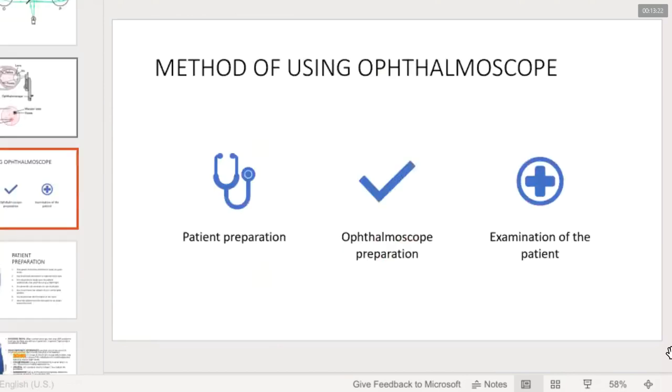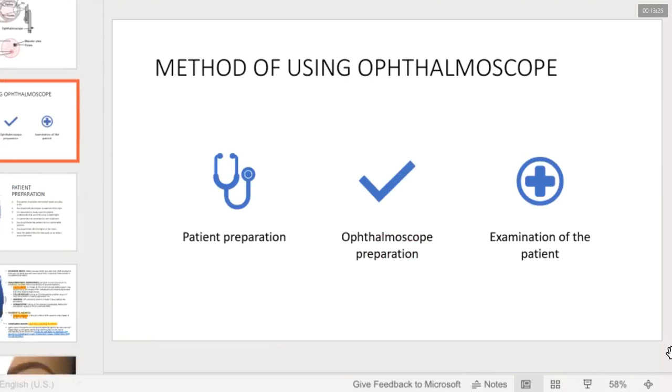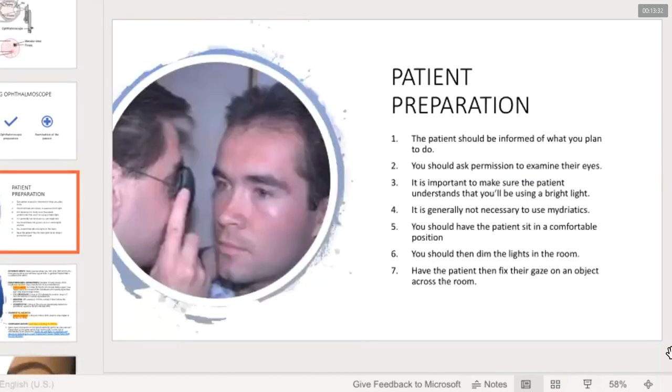Okay, so let's go into how to use the direct ophthalmoscope. Basically, we have three things: patient preparation, ophthalmoscope preparation, and then the examination of the patient. When you are performing direct ophthalmoscopy, you should inform the patient what you are going to do. We will shine a bright light into the eyes, so just inform them not to be afraid, and if they feel uncomfortable, just let us know. You should ask permission before examining the eyes.